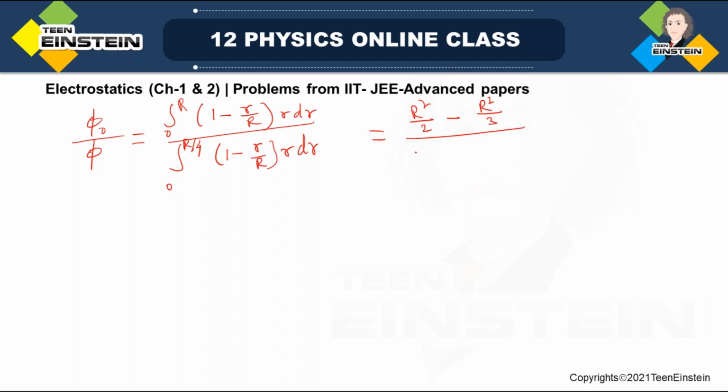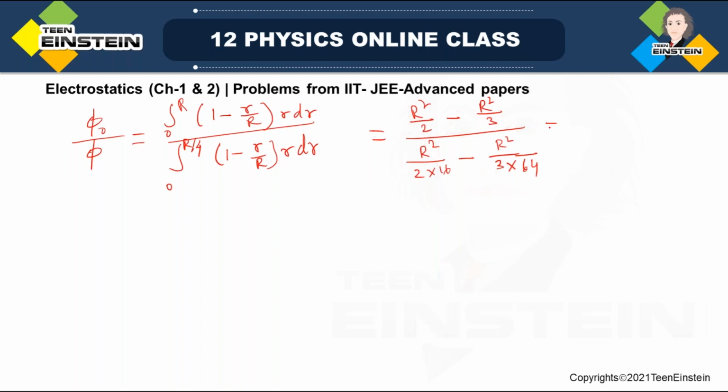In the denominator, here also it will be r square, that means r square by 2 into 16, and r cube by 3, that means r square, and 3 will be there, and 64. Okay, so this is the thing.